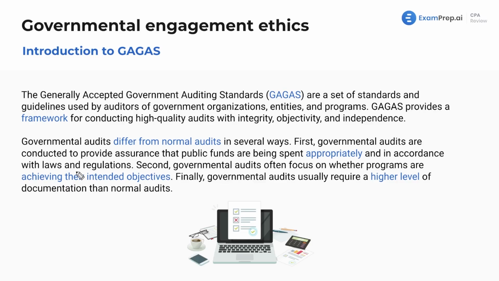I'll call them normal audits, but we're talking like a corporate audit or a not-for-profit audit. Second, governmental audits often focus on whether programs are achieving their intended objectives. If this governmental fund exists in order to build the airport for a local community, is that actually happening? Finally, governmental audits usually require a higher level of documentation than normal audits. We have this element of accountability, making sure the government's doing what it should be doing.